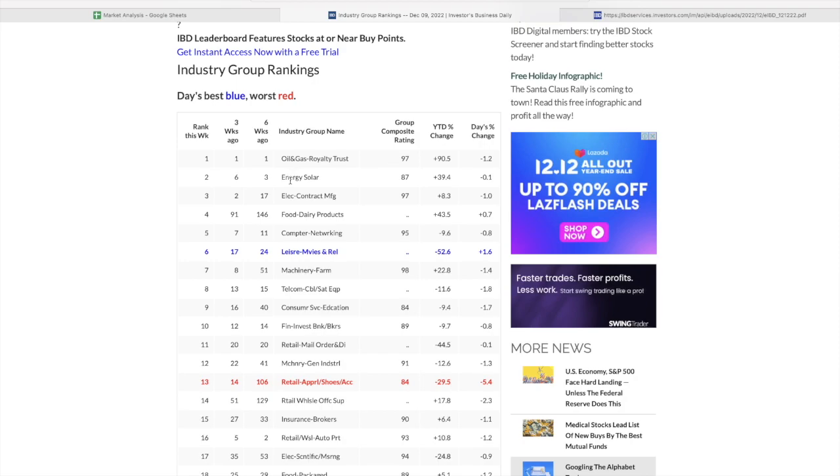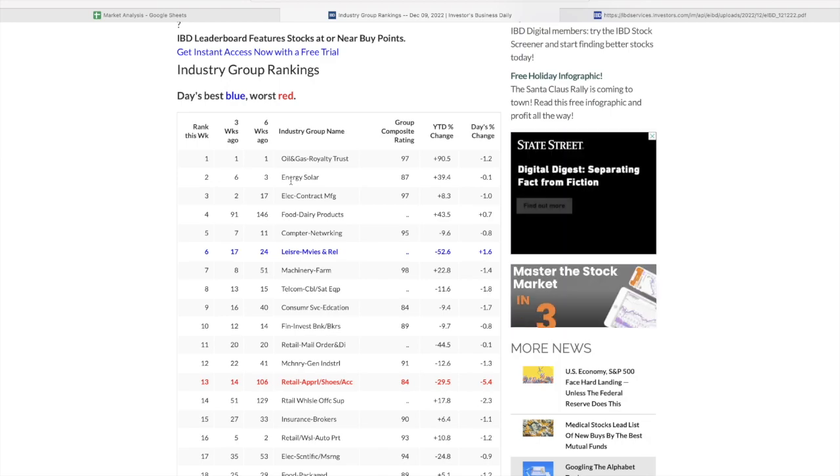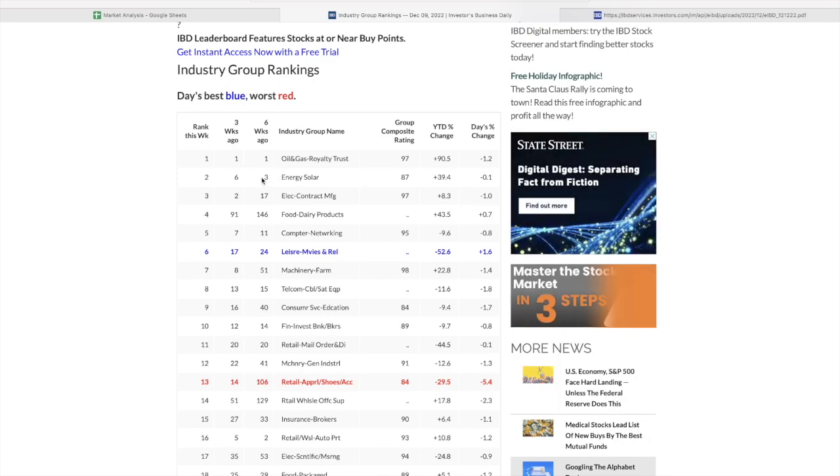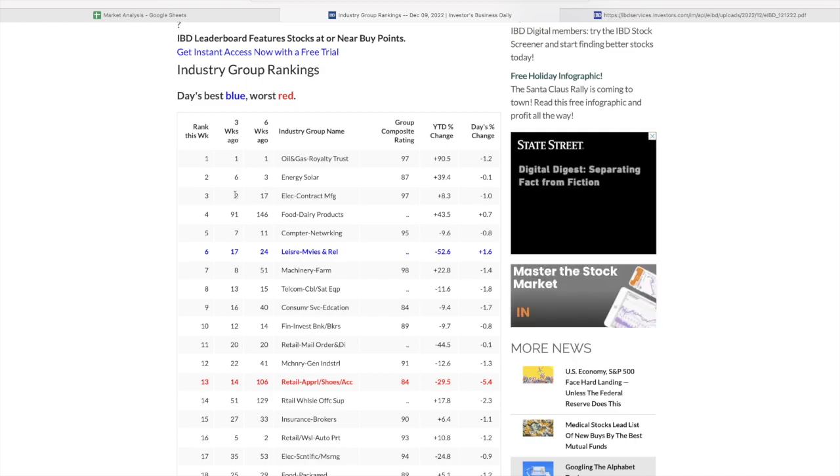The second industry group is energy solar. If you have been following the markets closely recently, you'll notice that quite a bit of solar stocks have been shooting up. Over here, the ranking for last week was number 2, 3 weeks ago it was 6, and 6 weeks ago it was 3rd. The next one we have is electrical contract manufacturing. It improved by 1 position from 3 weeks ago, but from 6 weeks ago, it managed to improve quite a fair bit, from 17 all the way to 2 and 3rd.